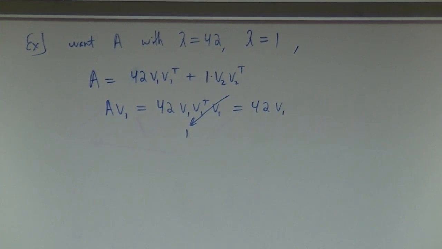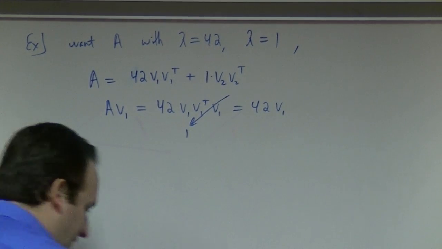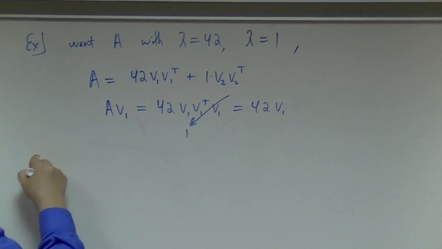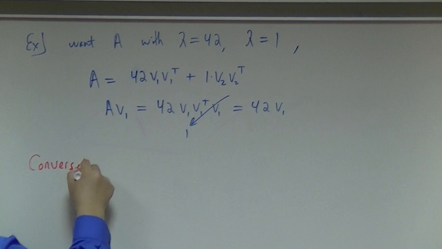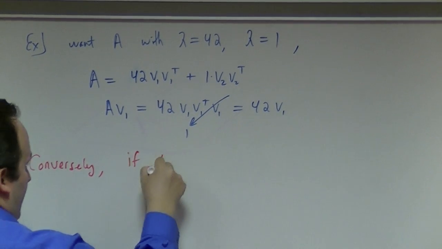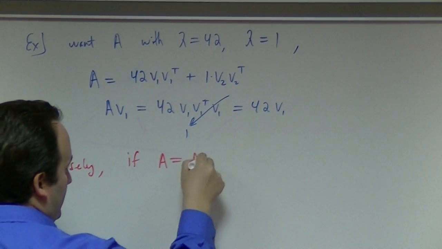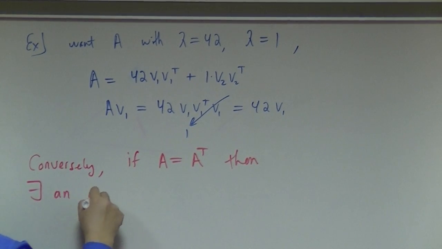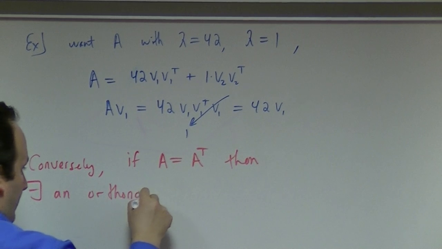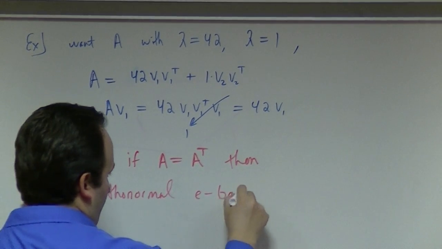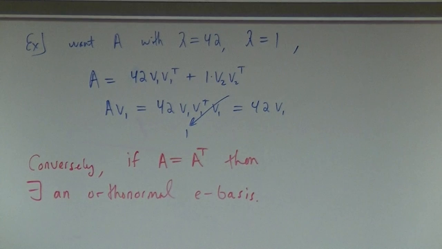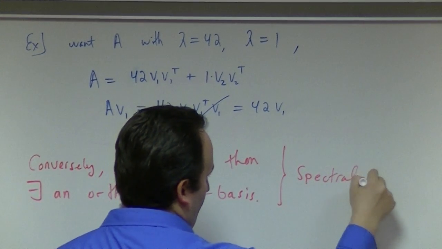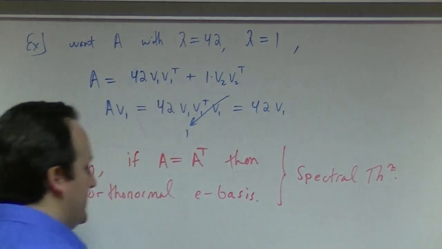There's a converse to this theorem, actually. This observation, this thing I'm doing, actually works the other way around. Conversely, as we'll see, if A is equal to A transpose, then there exists an orthonormal eigenbasis. This is the so-called spectral theorem. It says a little bit more than that, though.